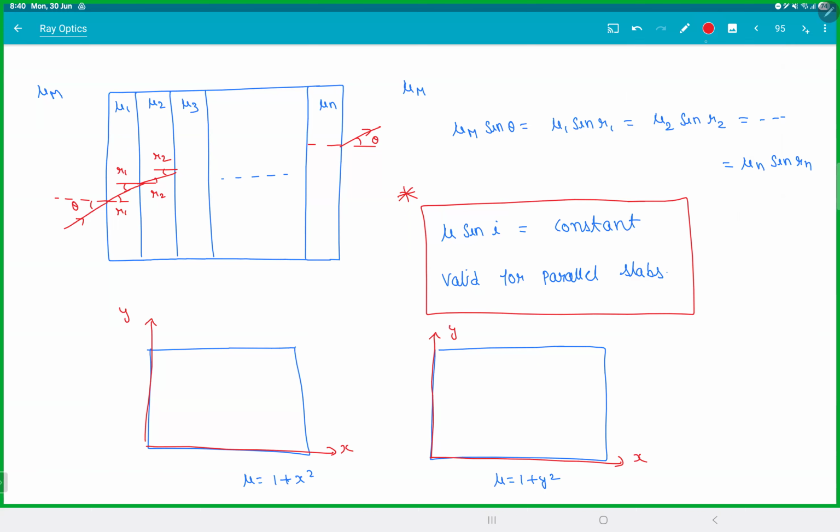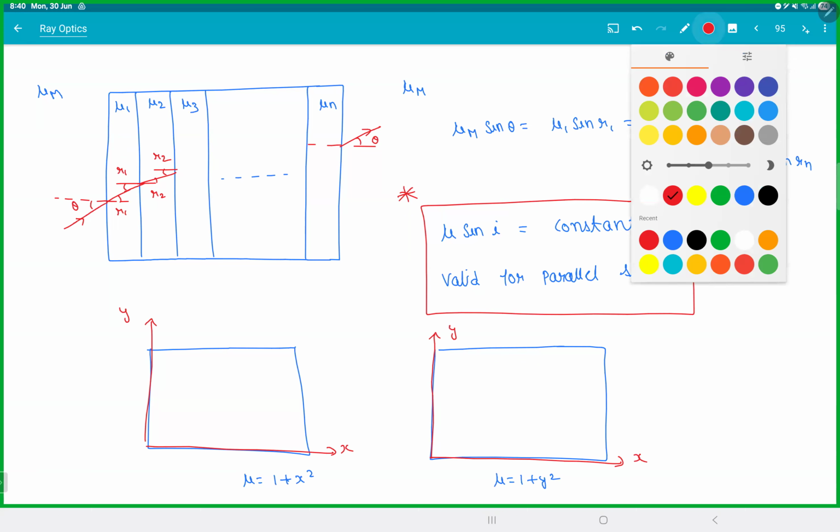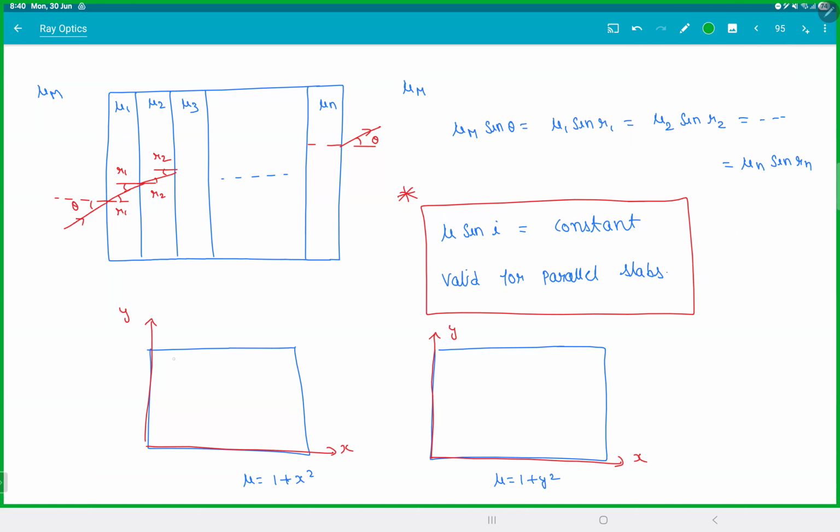Look at the first case, 1 plus x squared, meaning for a given x, the refractive index is the same. That means here the slabs are like this, isn't it? You have thin vertical slabs. For each slab, for a given x coordinate, that entire slab will have the same refractive index. So here, this will be the direction of normal. If it is changing with y, then your slabs are like this. For a given y coordinate, that entire slab will have the same refractive index. So here, this will be the normal.